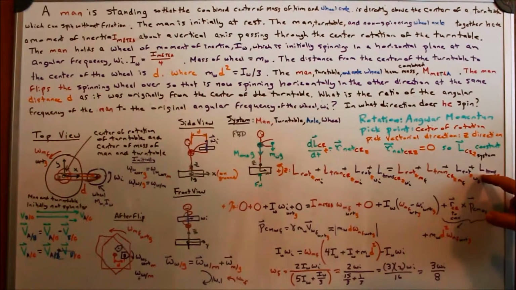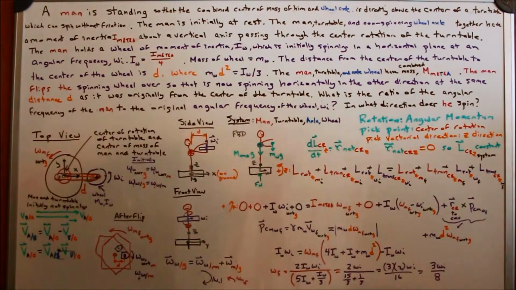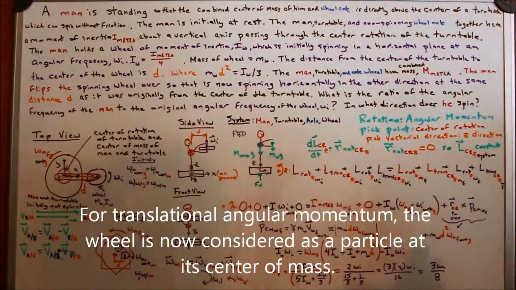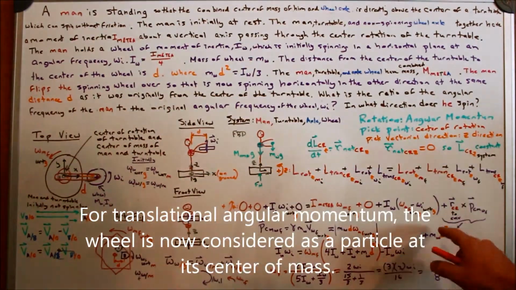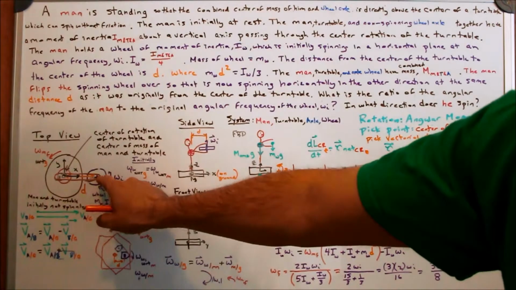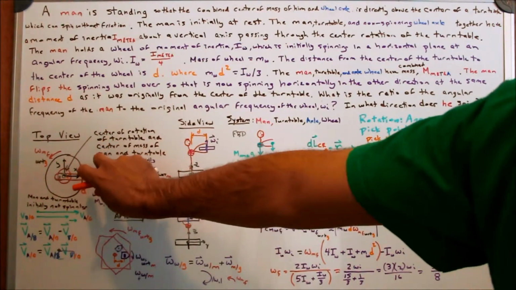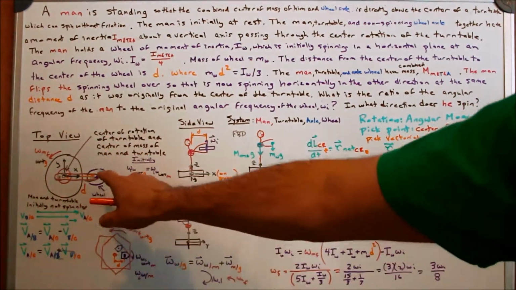Thinking about the translational angular momentum around the center of rotation of the wheel in the final state. So that's r cross p, where r is going from this point to there. So that's my r vector, center of rotation to this. The wheel is now considered to be condensed down to a particle at the center of mass.